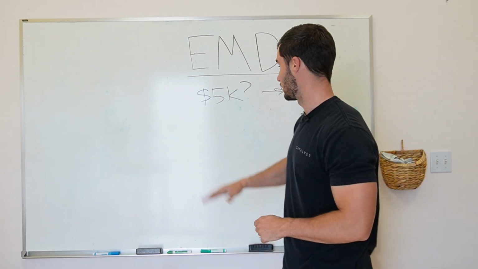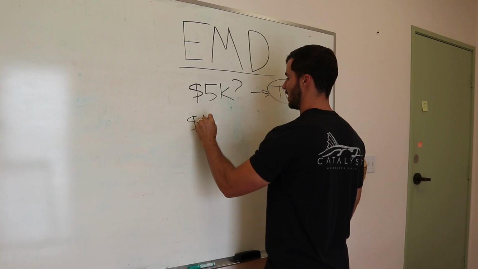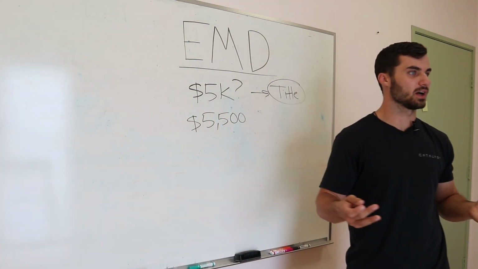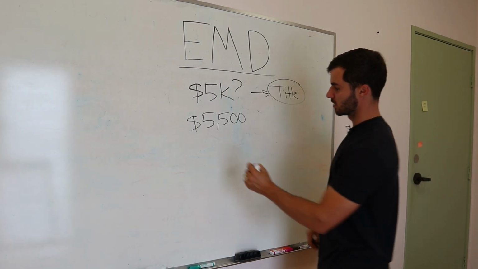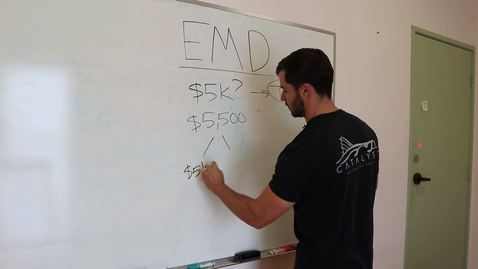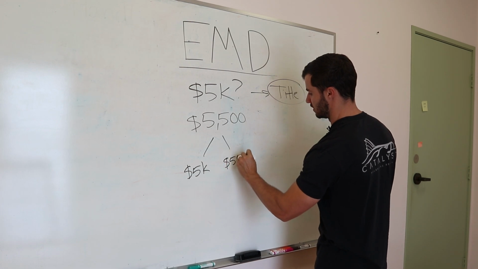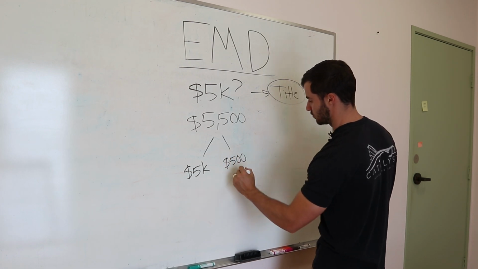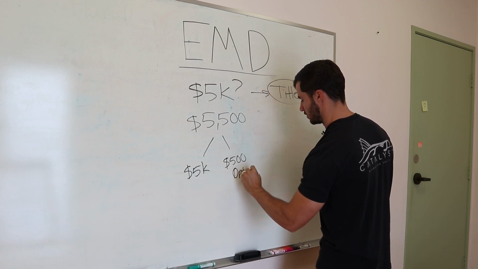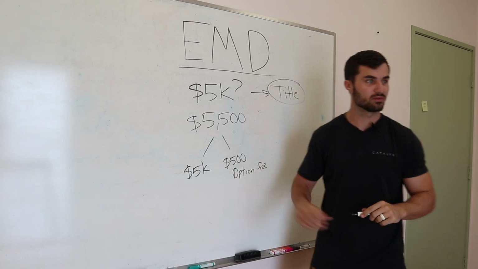So here's a couple examples. What if somebody says, oh, I don't need $5,000, I need $5,500. Well, in principle, that's fine. But we need to go look at the contract. And when we look at the contract, what we find is that there's $5,000 for EMD, and then there's an additional $500 for what they called, let's say, an option fee. But the person just came to you and requested $5,500.